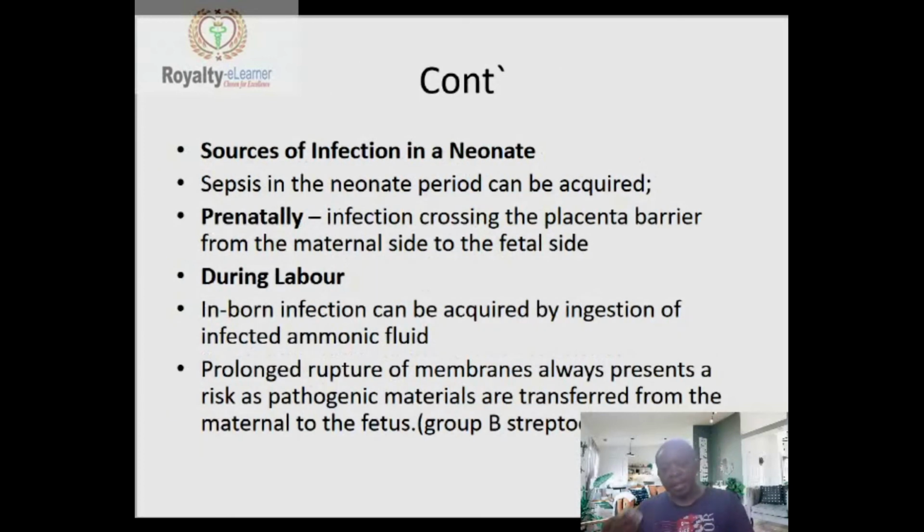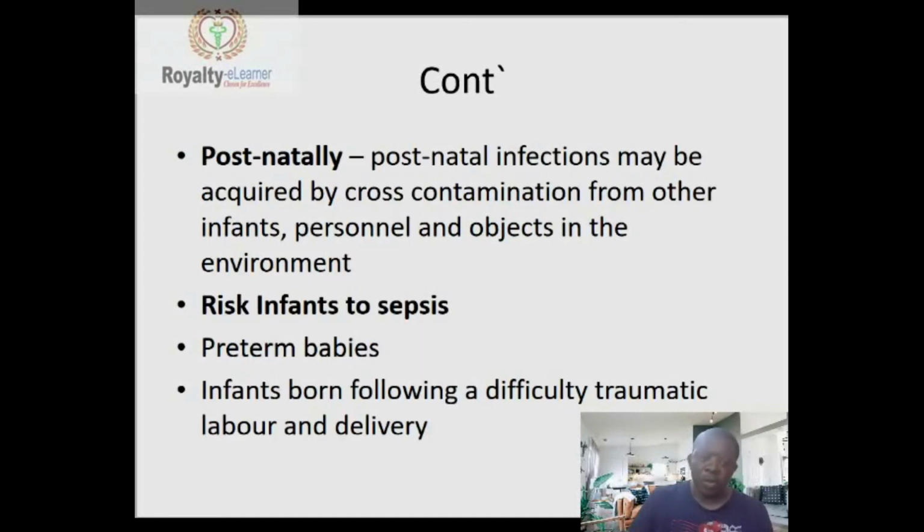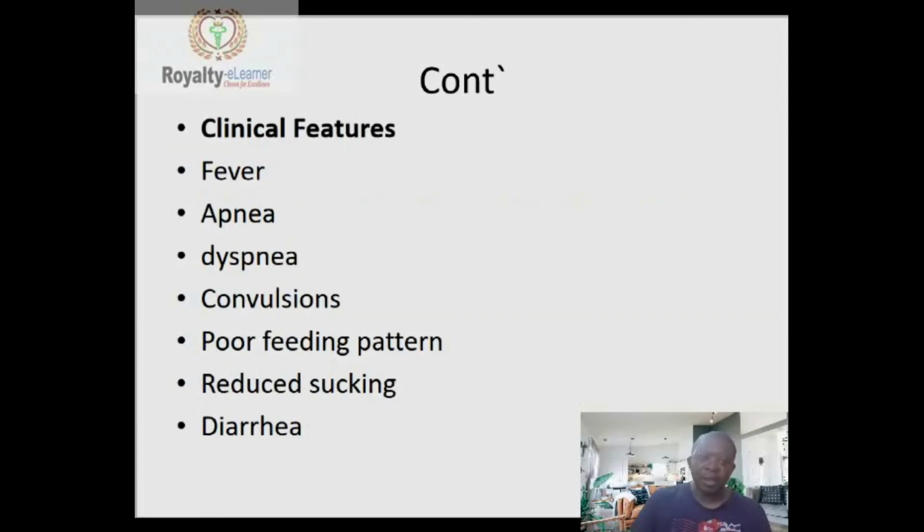Sources of infection mostly depend on the stage. It may be prenatally, during labor, or postnatally. But there are also other risk factors, including preterm babies, and infants born following difficult, traumatic labor and delivery. The clinical features of the bacterial infection may include fever, apnea, dyspnea, diarrhea, as in gastroenteritis and the like, depending on which causative organism has been identified.